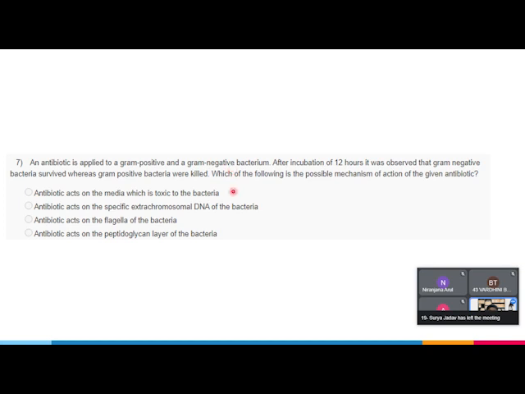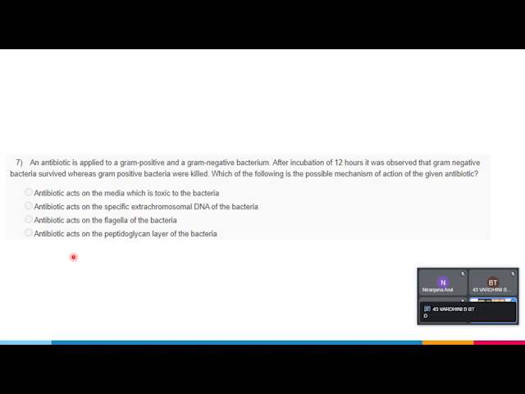The options are: antibiotic acts on the media which is toxic to the bacteria; antibiotic acts on the specific extrachromosomal DNA of bacteria; antibiotic acts on the flagella of the bacteria; antibiotic acts on the peptidoglycan layer of the bacteria. So only one option is correct.